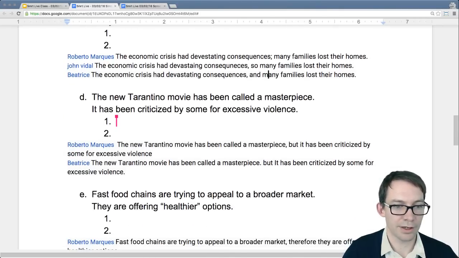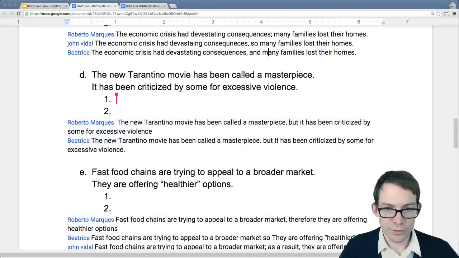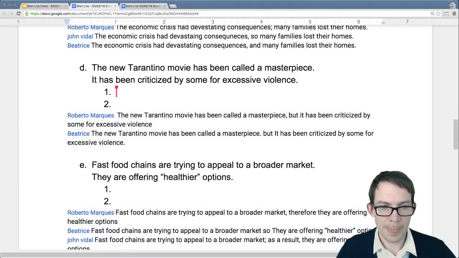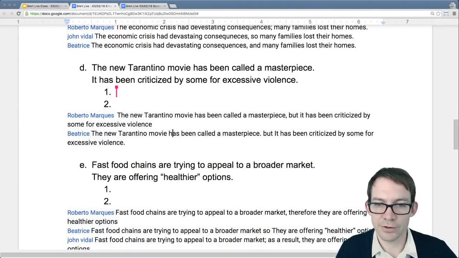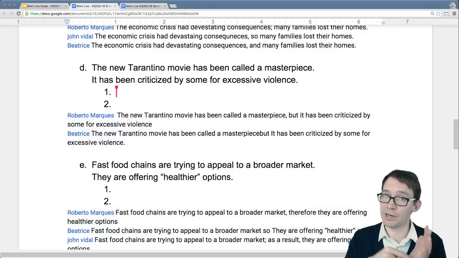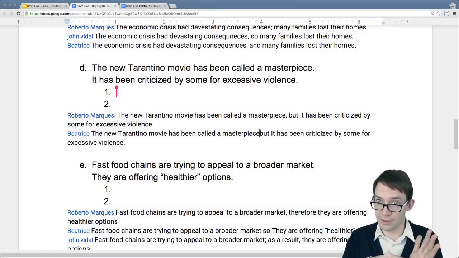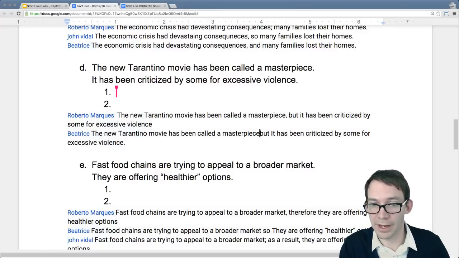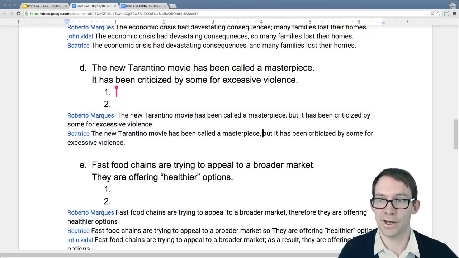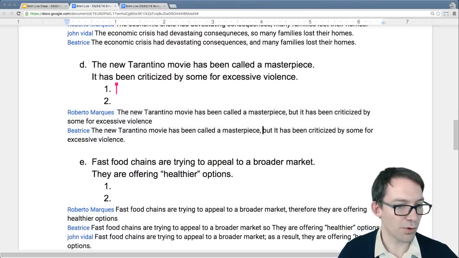What about D? The new Tarantino movie has been called a masterpiece. And let's look at Beatrice's here too. The new Tarantino movie has been called a masterpiece, but it has been criticized by some for excessive violence. Again, good choice with the but, but make sure that the period, because the period ends a sentence, right? It means kind of the stop of the sentence. With but, if you want to make a compound sentence, you need that comma there. Okay? And one more.